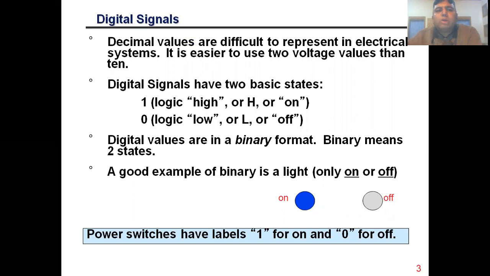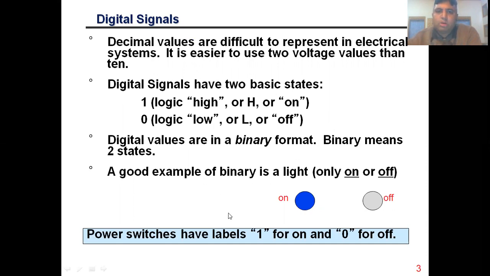Okay, what are digital signals? Decimal values are difficult to represent in electrical systems. It is easier to use two voltage values than 10. In our common life, we use decimal numbers as our main mathematical numbers. But in computers, we cannot represent, let's say, 0 to 9, 10 values in a digital computer. So digital signals consist of only two basic states, logic 0 and logic 1. Logic 1 is also called logic high or simply H or on, and logic 0 is also called logic low or simply L or off.